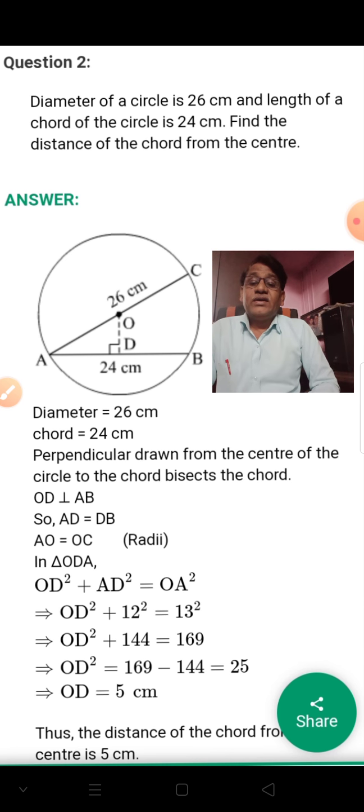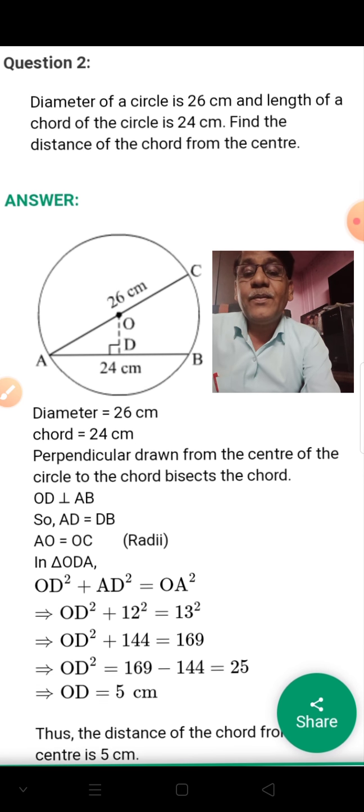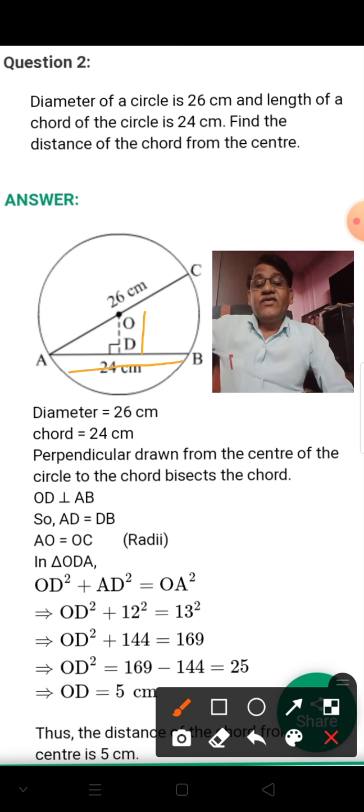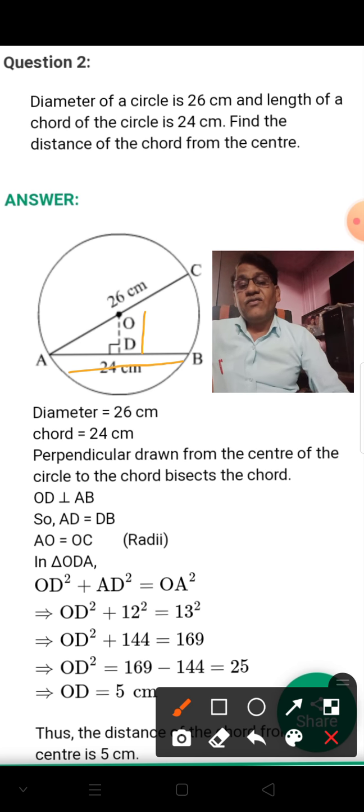So now here we already know that when we draw the perpendicular from the center to the chord, it divides the chord in two equal parts. So first you have to draw the perpendicular from the center to the chord. When we draw the perpendicular, it means OD. This OD is perpendicular to AB, right? So AD is equal to DB, because the perpendicular drawn from the center to the chord bisects the chord. So therefore here AD is equal to DB.